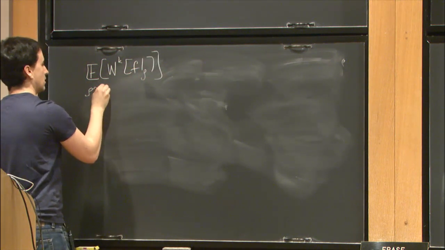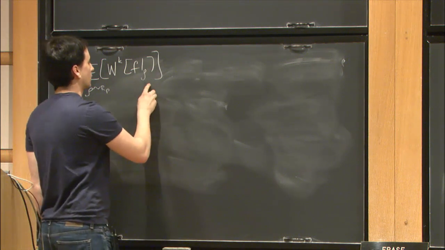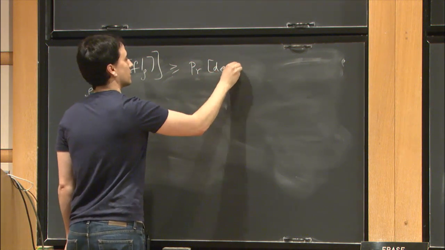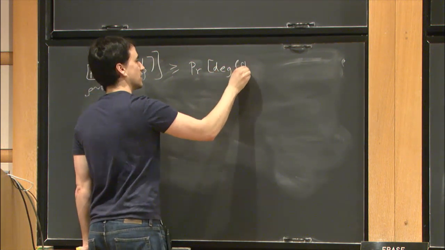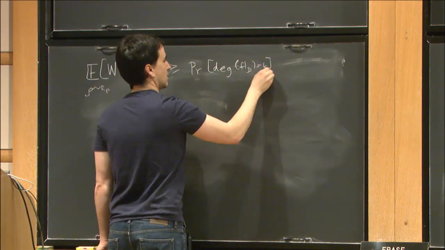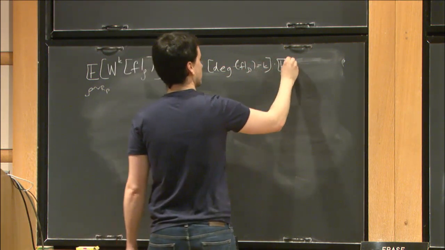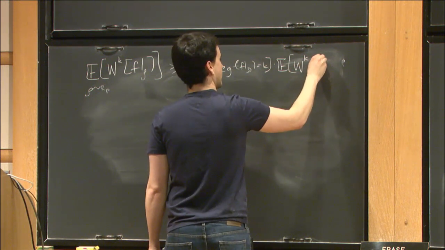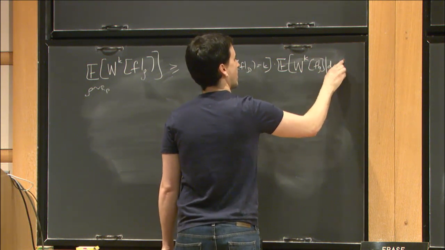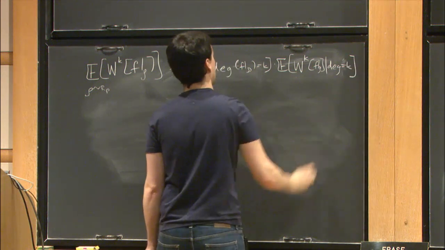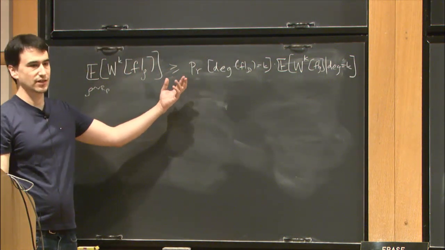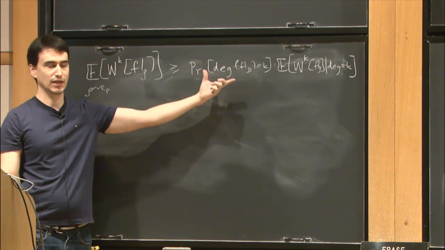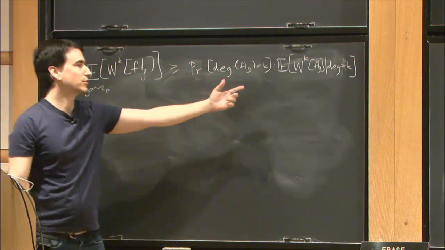So this is at least the probability that the degree of the restricted function equals K, times the expected weight conditioned on this. Right? Because this actually equals the sum over all possible degrees of the probability that the degree equals something, times the conditional expectation.